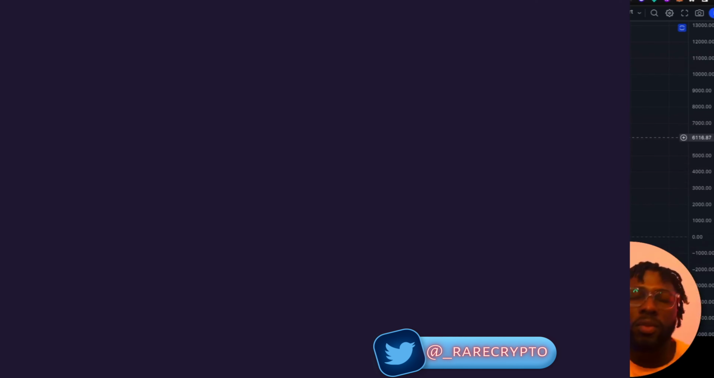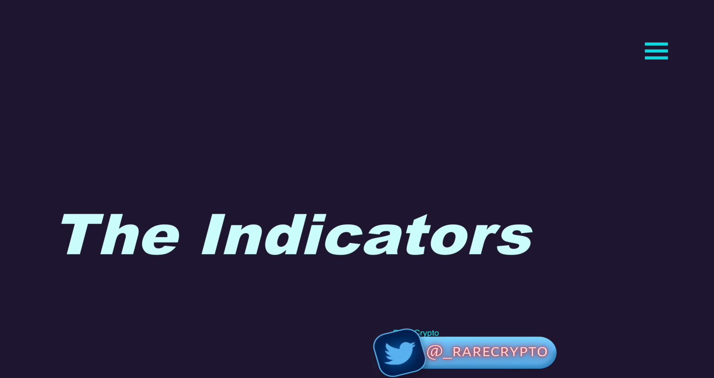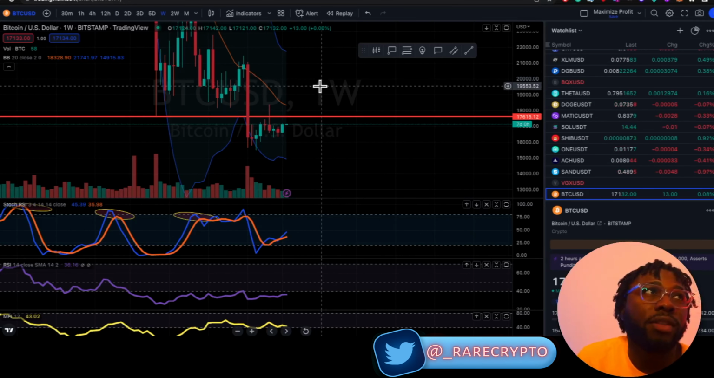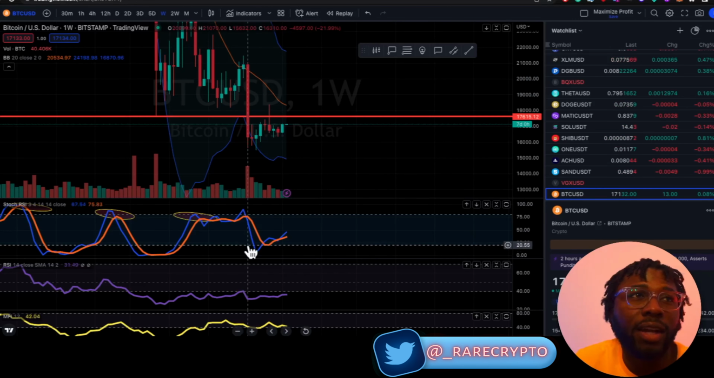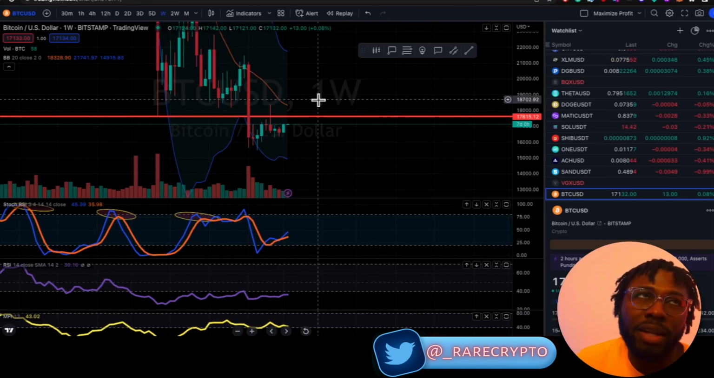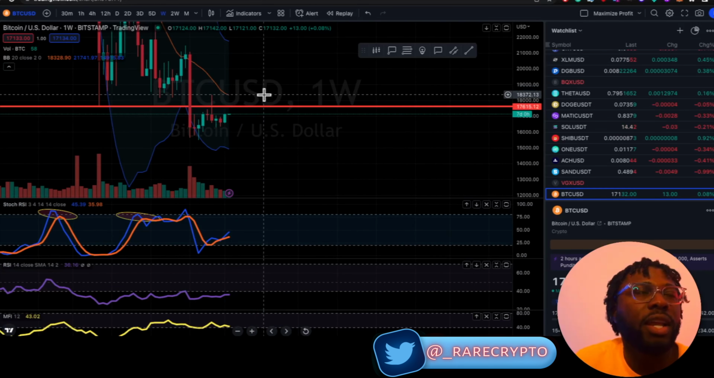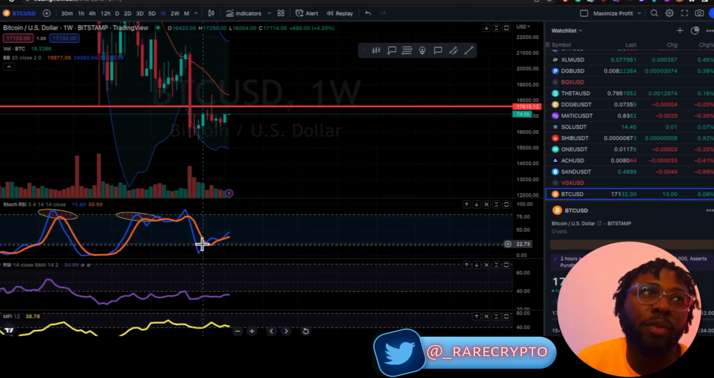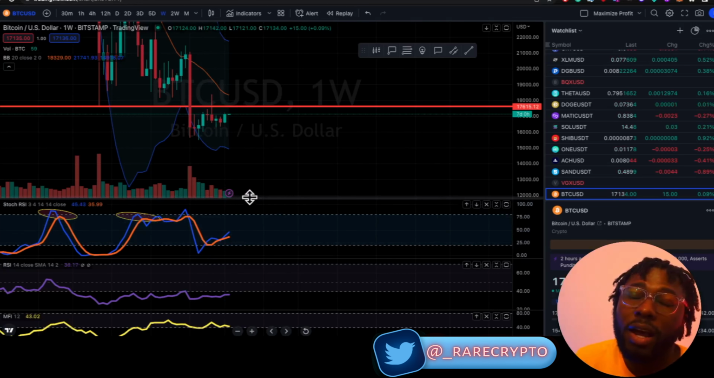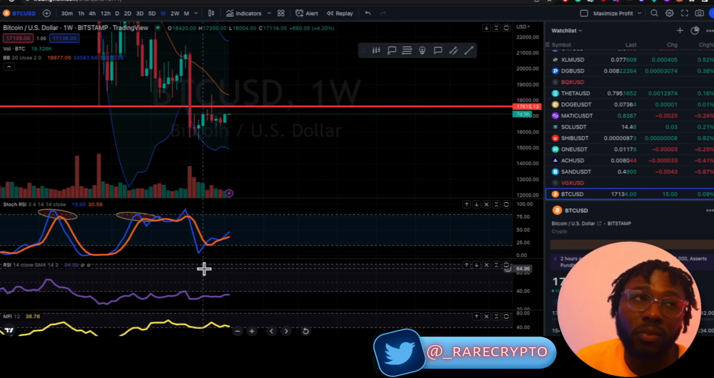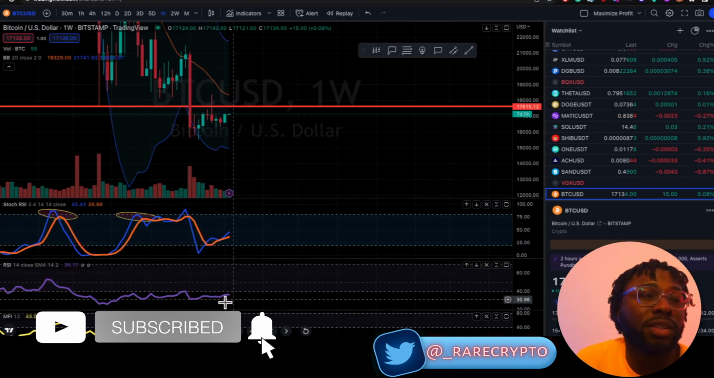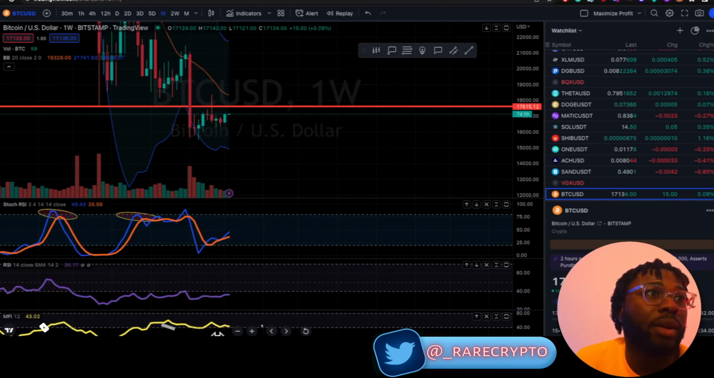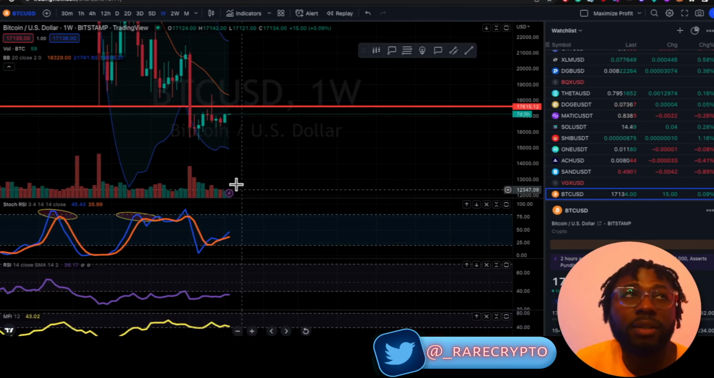Now it's time for the indicators. What we're looking at here is the weekly chart, with the stochastic RSI, the RSI, the MFI, and the Bollinger Bands. Looking at this, we can see that on the stochastic RSI, we have the blue over the orange, indicating that prices should go upwards. And on our MACD, we saw the blue was over the orange as well. From the RSI, we are still in that oversold territory. And from the MFI, we are in that oversold territory as well.